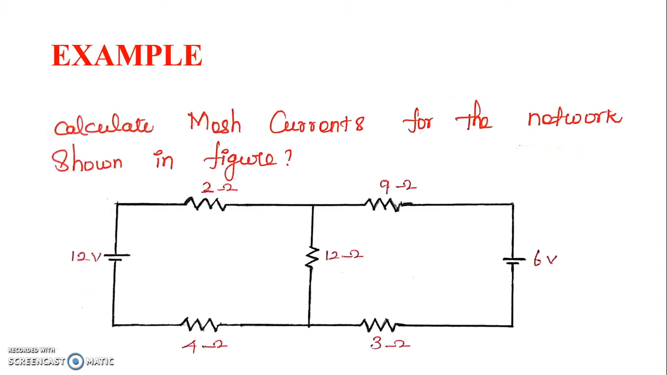For example, for mesh analysis, calculate the mesh current for the network shown in the figure. Here in the figure we have to calculate the mesh current. The first step is to identify how many meshes are present in the circuit. In the circuit we have two closed paths, so we have two meshes.